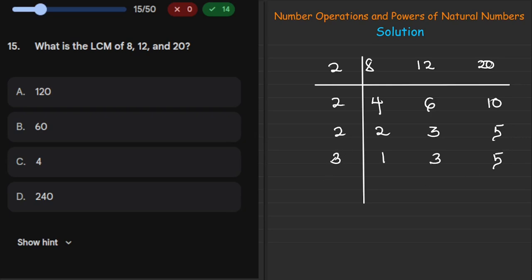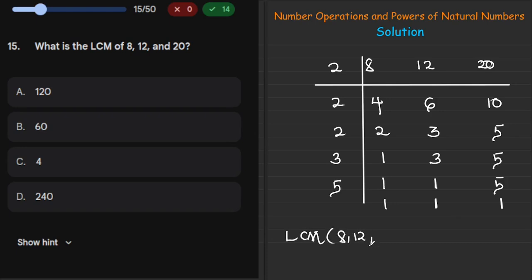Then we come to 3 because at least there's a number 3 can divide. So 1 remains as it is, and then 3 divides 3 to give us 1. 5 also remains as it is. The only prime number here that we can divide is 5. So 1 remains as it is. Then 5 divides 5 to give us 1. So at this stage, we have 1 ending all the columns.